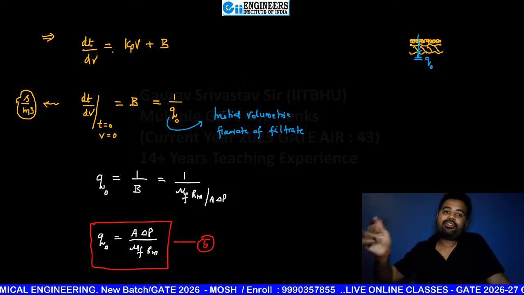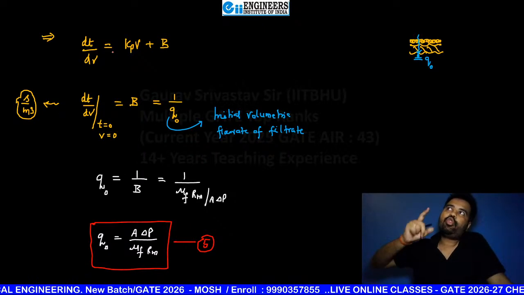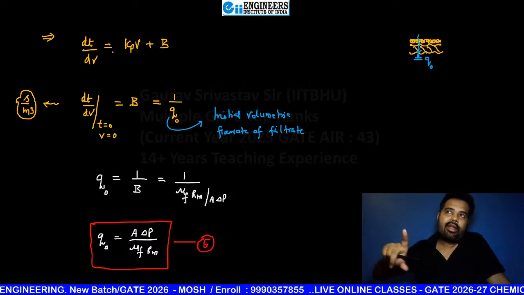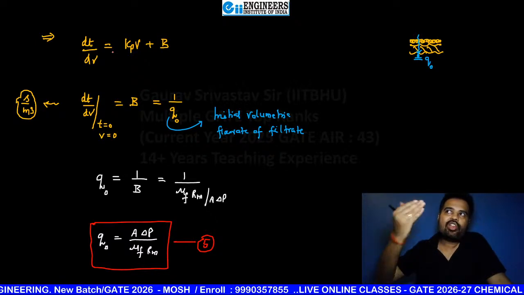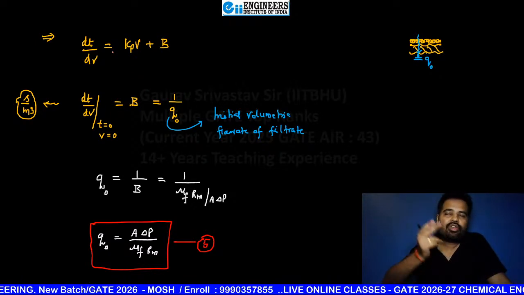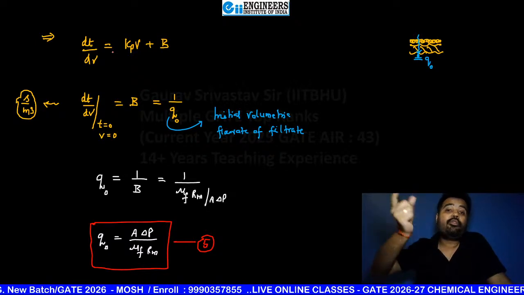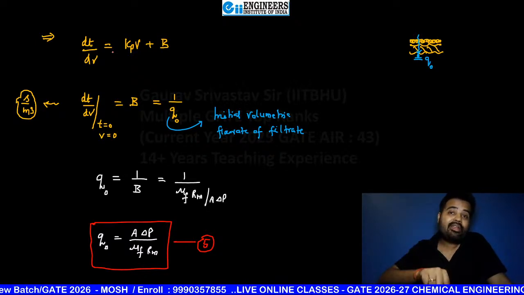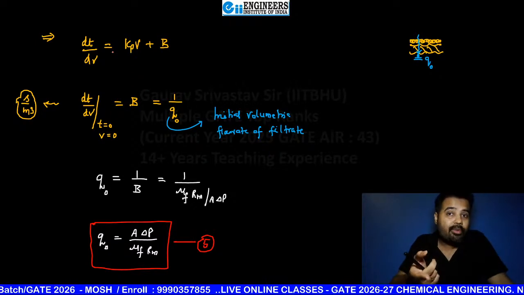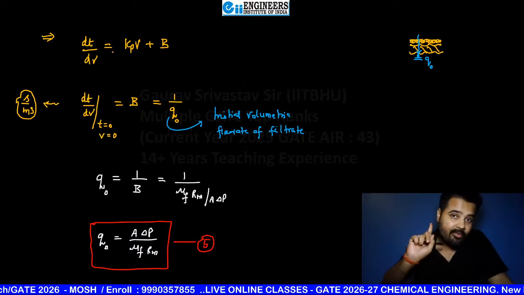If they ask in an example, just recall dt by dv is equal to kv plus b. At the initial rate, v will be 0. So dt by dv is equal to b. So the reciprocal will be 1 by b. So 1 by b is Q naught. And you know the value of b, because you already remembered it.